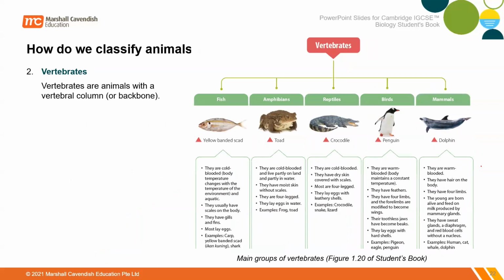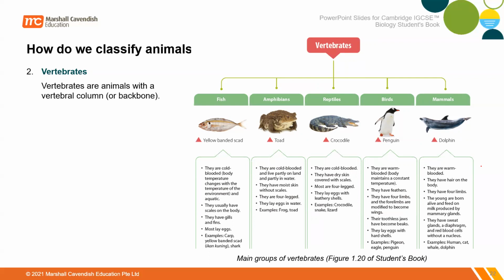For vertebrates, there is no need to talk about their characteristics. I will keep the slide in front of you just to take a look at all of the characteristics for fish, amphibians, reptiles, birds, and mammals. For fish, it is very important to talk about gills, and most lay eggs. All of the other characteristics are already in front of you.